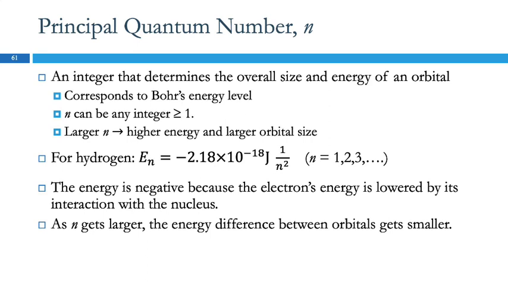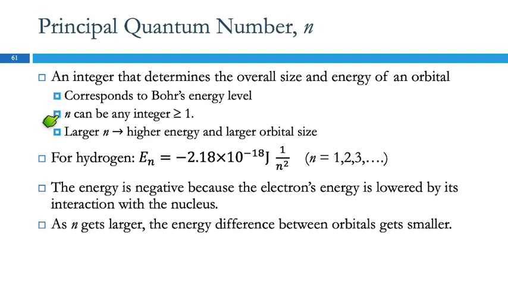This is a whole number, an integer, that describes the overall size and the energy of an orbital. This corresponds to Bohr's energy level, so we can make this work with Bohr's model of the hydrogen atom. So n equals 1 would be like the n equals 1 orbit. Orbit and orbital are different. Orbit is like the planets orbiting the sun. Orbital is this different, weird thing. But this would correspond to those different energy levels.